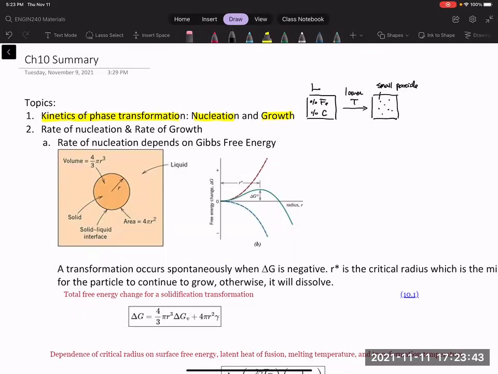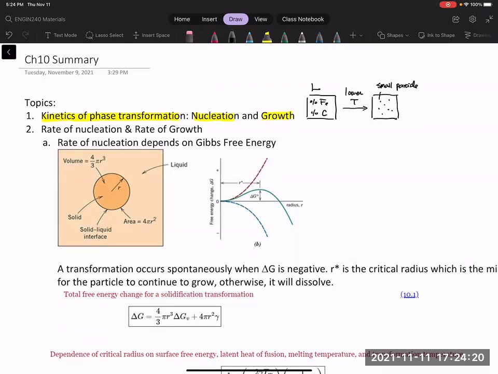This small particle is not stable. The small particle will still dissolve in the liquid. It actually crystallizes at the same time as it dissolves into the liquid surrounding it. But if you keep lowering the temperature, the rate of nucleation will increase, and therefore you're going to form a larger grain. The larger grain or larger particle is the nucleus.